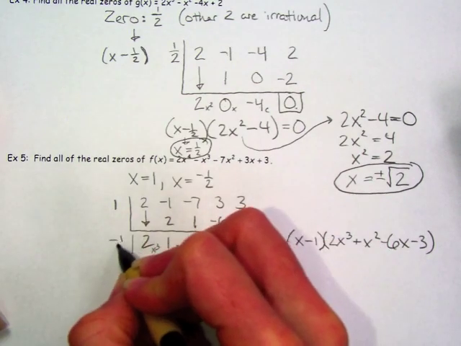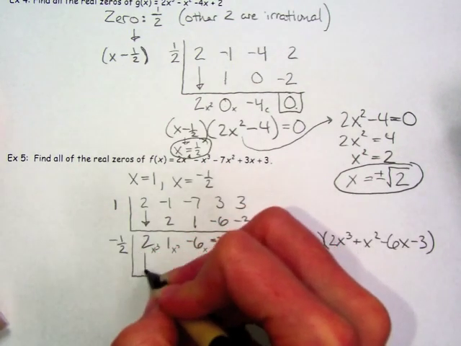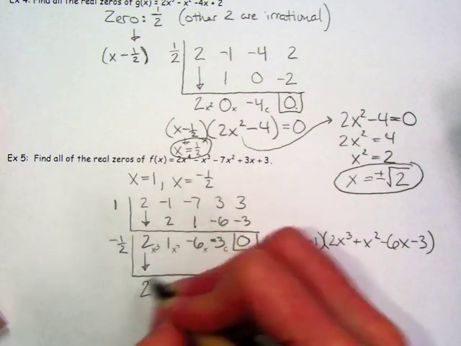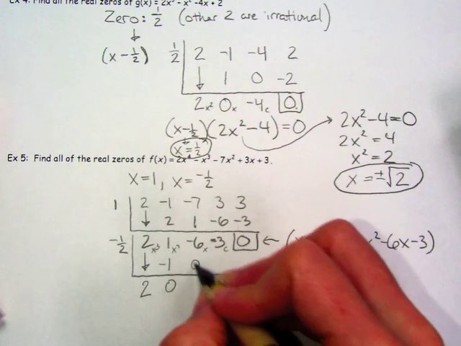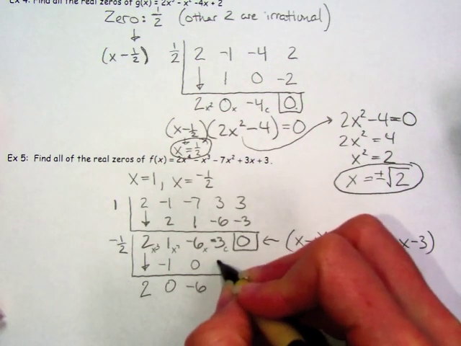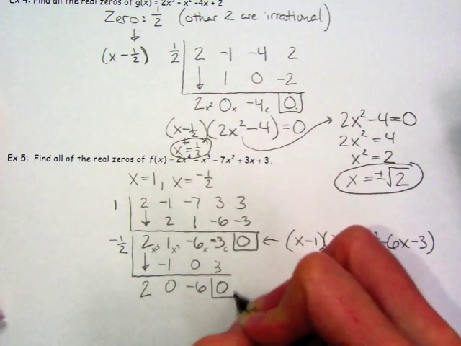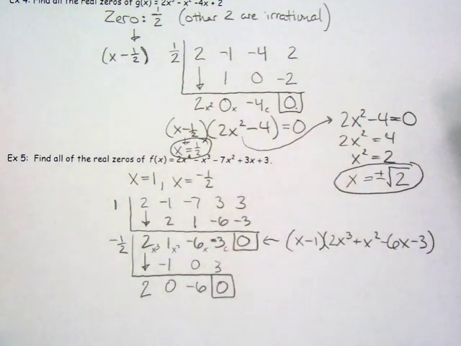Put my -1/2 on the outside. Bring down the 2. Multiply. Okay, you can pause and try it. Okay, hopefully you got the 0 at the end, because again, it is a 0, so it should be a factor and thus have a remainder of 0.